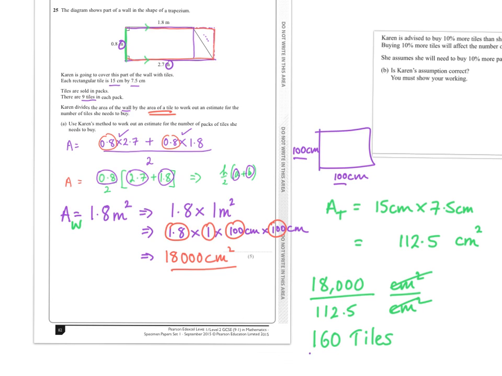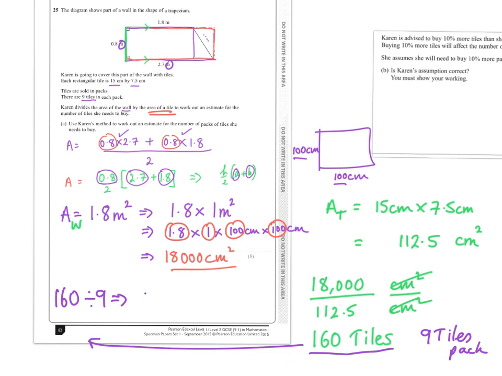So using Karen's method, if she needs 160 tiles and there's 9 tiles in a pack, then if you do 160 divided by 9 on your calculator, you get 17.7 recurring packs. Well, it would make common sense that she would have to purchase to the nearest pack 18 packs with her method to get this job done. So we've used Karen's method to work out an estimate for the number of packs of tiles she needs to buy. There it is. Now we're going to have to look at part B of the question.